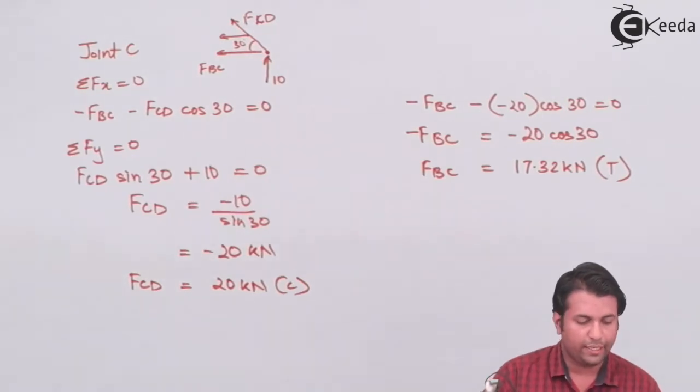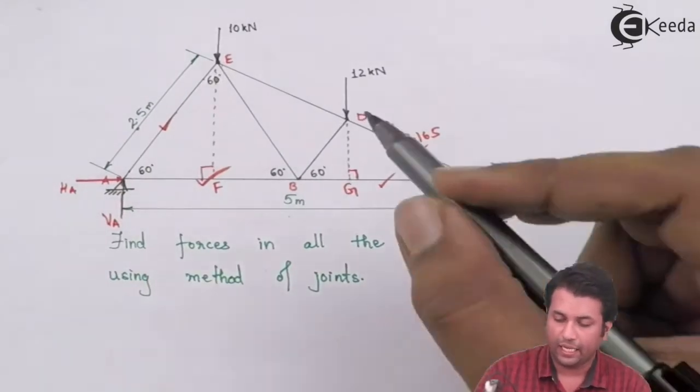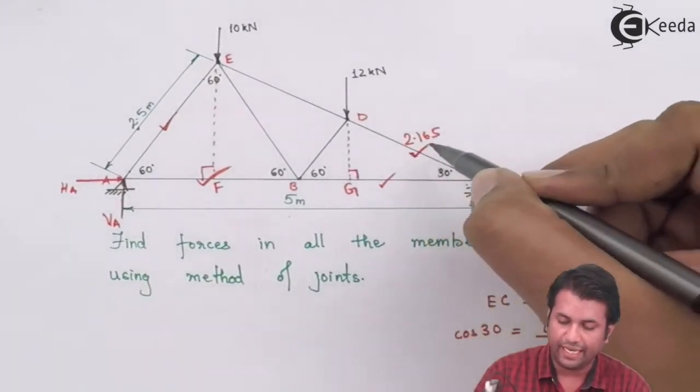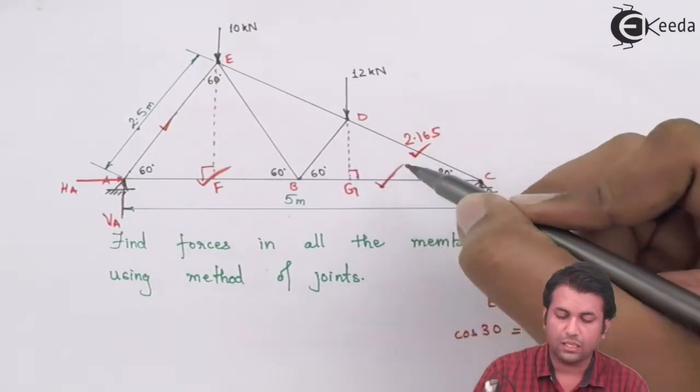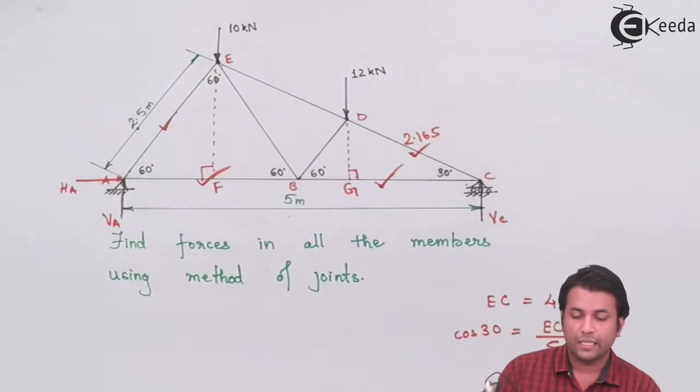So by doing this method of joints at joint C, I have calculated the force in member CD and the force in the member BC. So I'm done with 4 members. I'm left with 3 members.